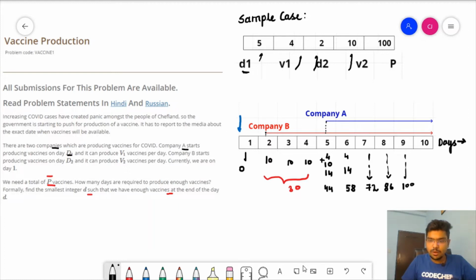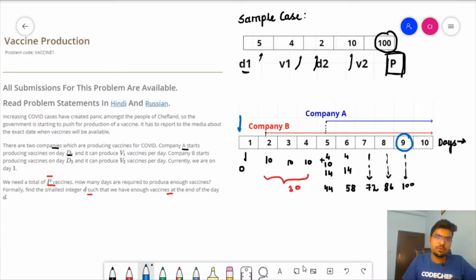So what is the requirement? What is the requirement that is given in this P, right? So this P represents the number of vaccines that we require, so that is 100, right? And on which day are we able to achieve at least 100 vaccines? That is on day 9, right? So on day 9 we are able to achieve at least 100 vaccines.